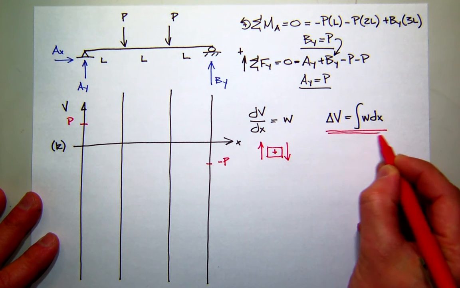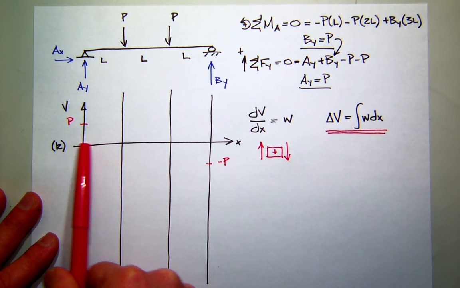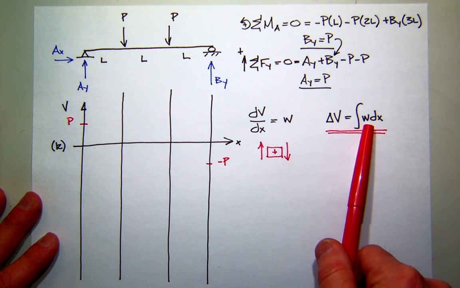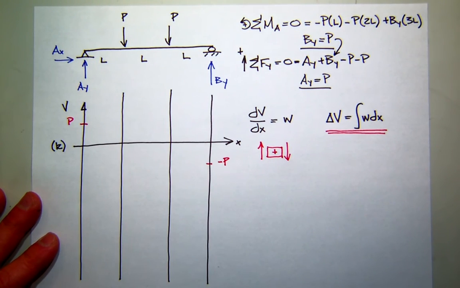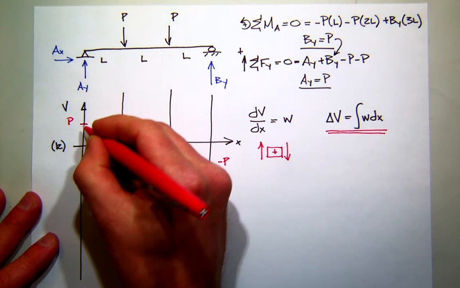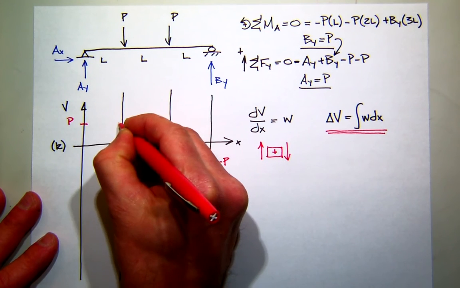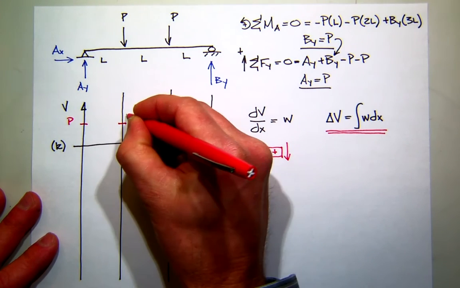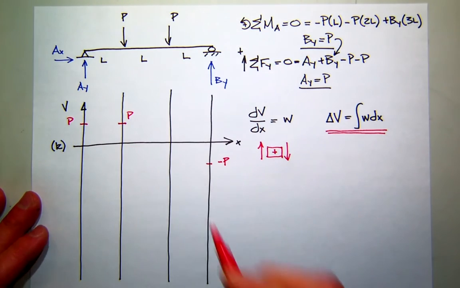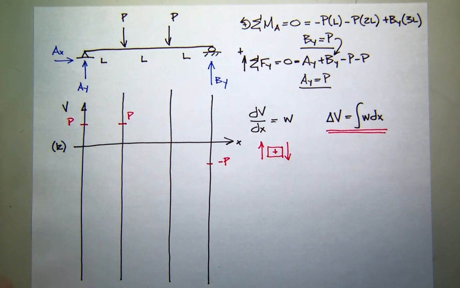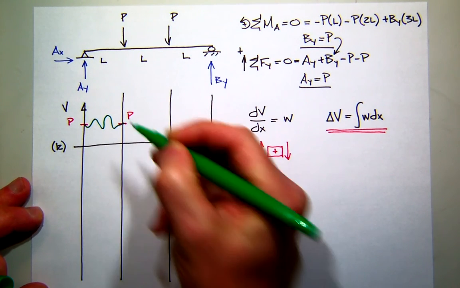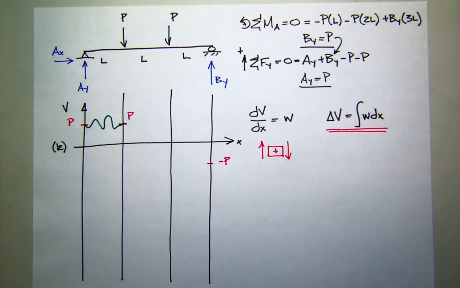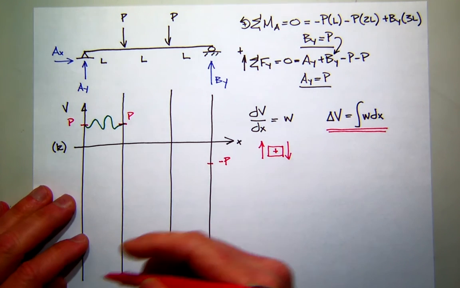Change in shear. So the change in shear from 0 to L is the area under the load curve. What is the area under the load curve? 0. So that means there's no change in shear. So if I start at P, I have to stay at P. What's the shape of the curve in between? Well, I can imagine any number of curves that would fit those 2 points. Which one is correct? Why?